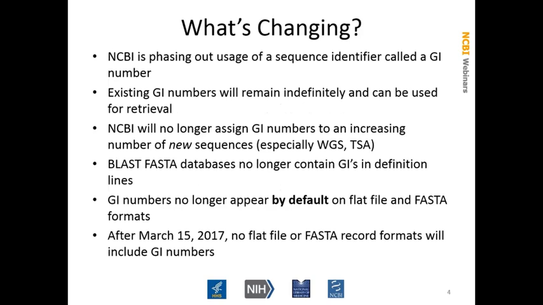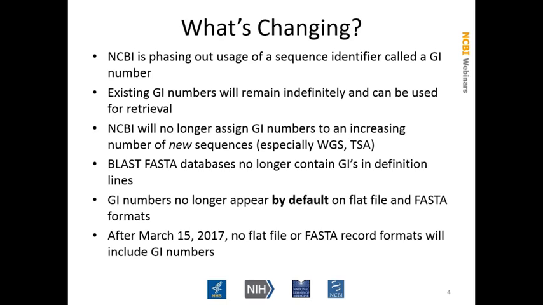So again, to summarize the things that are changing, we're phasing out the usage of these sequence identifiers called GI numbers. Existing GI numbers will remain indefinitely. So if a sequence has a GI number now, it will continue to have a GI number, and you can continue to use that for retrieval.